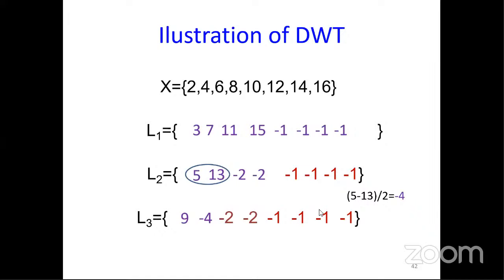What you can observe here is that the value goes on increasing in the approximation and the value goes on decreasing in the detail. So approximation is basically a low pass filter. Detail is basically a high pass filter. So in signal processing terms, I'm calling this operation the low pass filter and high pass filter. That means whenever you want to implement the wavelet transform, you have to do low pass filtering and high pass filtering. Any difficulty till now?